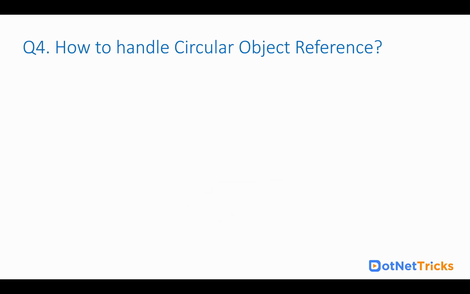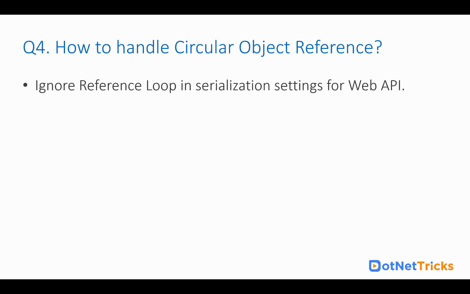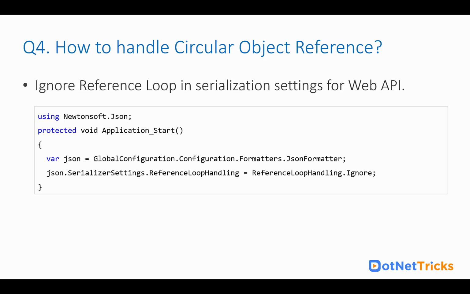The next question is: how do we handle the circular object reference? Ultimately, how can we handle that error? To handle that error, we need to ignore the reference loop in the serialization setting for Web API. In the Application_Start method, we set the formatters we are using. In this example, I'm using the JSON formatter. In the JSON formatter serialization setting, we can ignore the reference loop handling. It means don't try to serialize the content of the reference property. Only serialize the properties which are not references, meaning the properties which are simple types. So this is the way we can handle the circular object reference error in ASP.NET Web API.